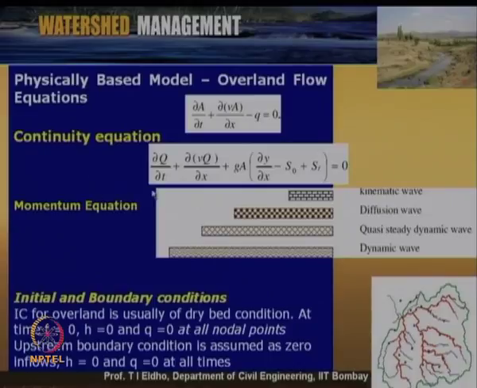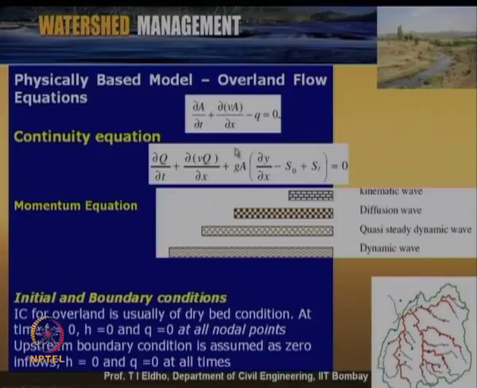And here is the momentum equation. This is del Q by del T plus del V Q by del X plus G A into del Y by del X minus S 0 plus S F is equal to 0, where Q is the discharge, G is the acceleration due to gravity, Y is the depth of flow, S 0 is the bed slope, and S F is the energy slope.